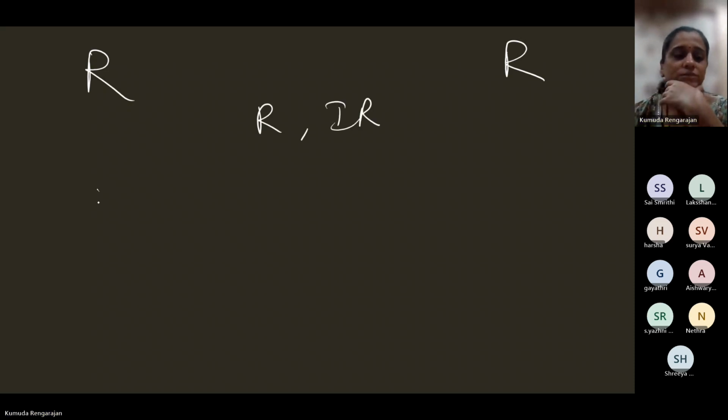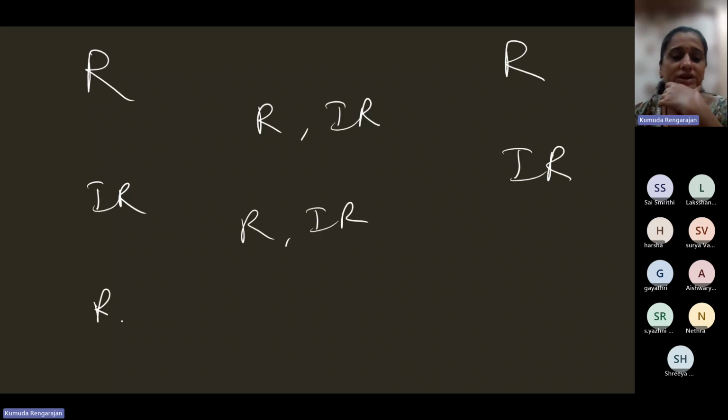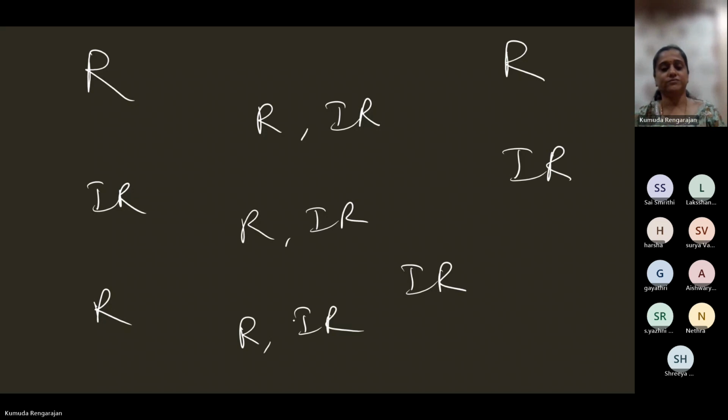So between two rationals, there are many rationals and many irrationals. Between two irrational numbers, there are many rationals, there are many irrationals. Between a rational number and an irrational number also, there are many rationals, many irrationals.